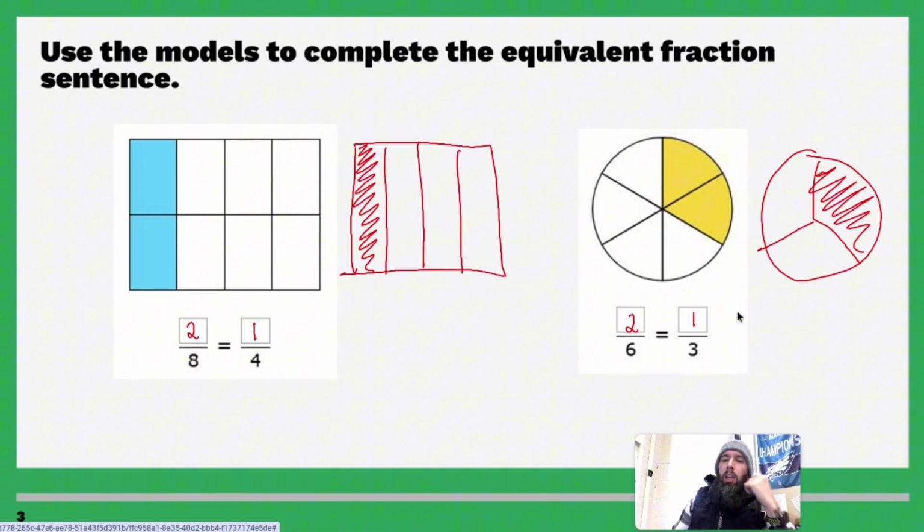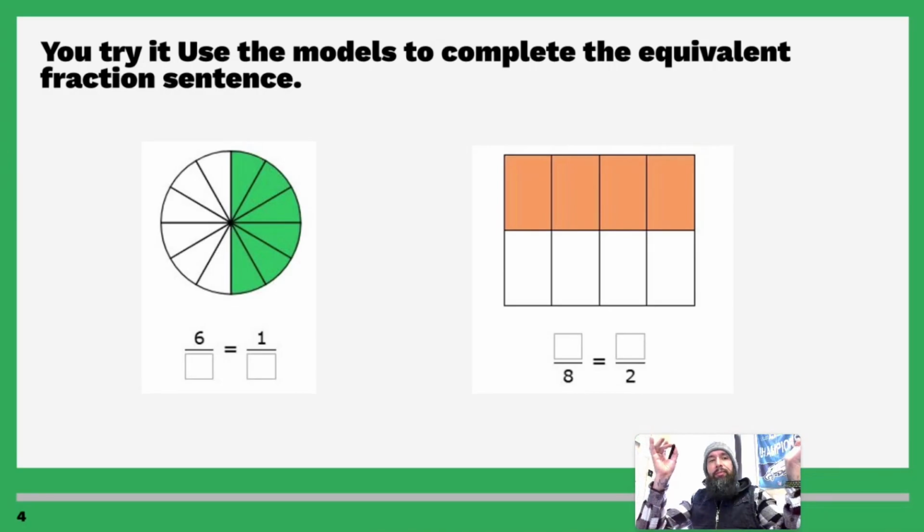Very interesting. If I were to multiply 1 by 2, I'd get 2. And if I were to multiply 3 by 2, I'd get 6. If I multiply both of these by the same exact number, and that number just happens to be 2, I get a different looking fraction that means the same thing. Very interesting. I don't know. You try it. You pause the screen. Come back, see if you got it right.